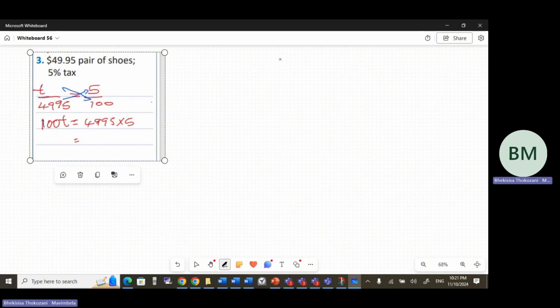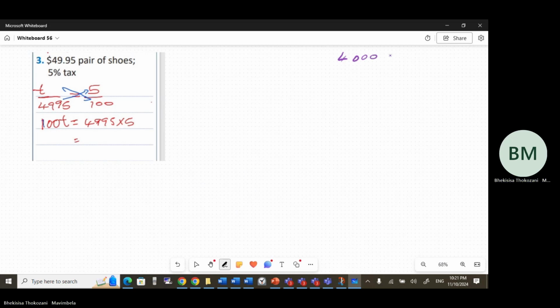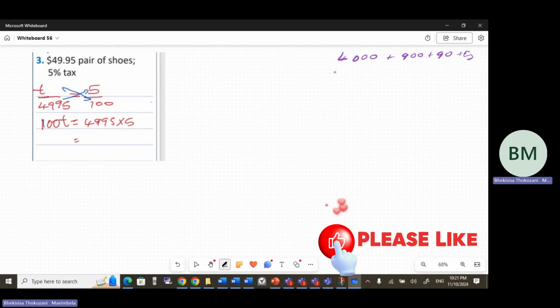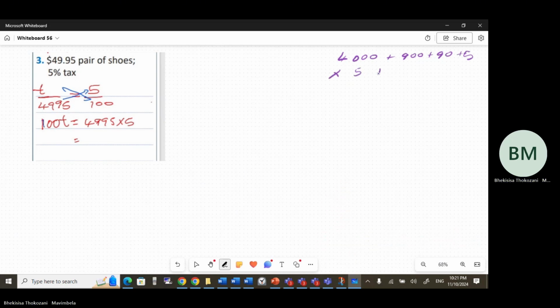I like to expand. So here we have 4,000 plus 900 plus 90 plus 5. So I'm expanding everything, guys. I'm going to multiply everything by 5. I'm multiplying everything by 5. I'm multiplying everything by 5. Okay. Now let's see what I'm going to get.